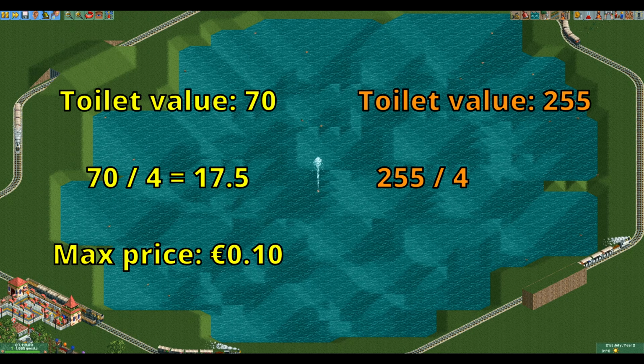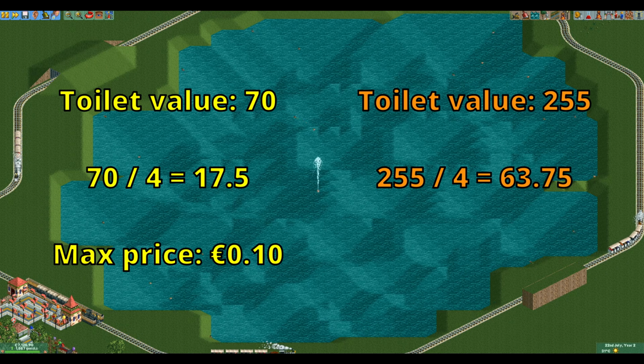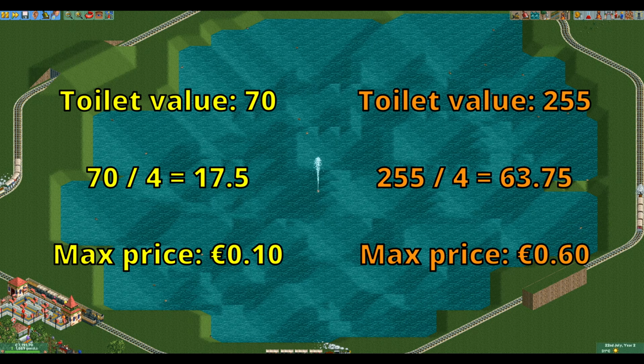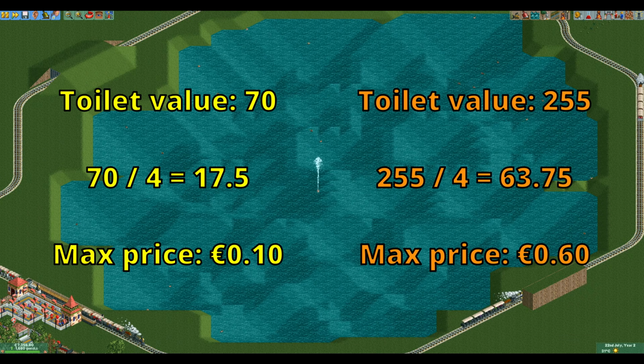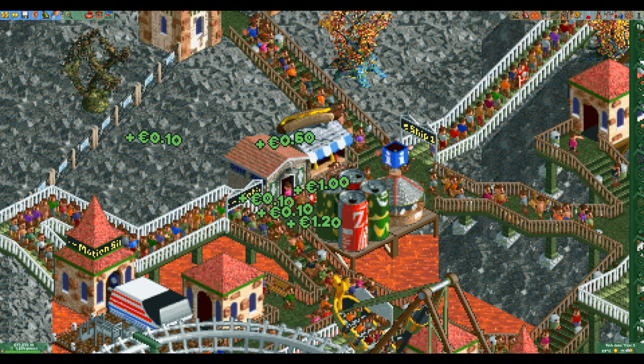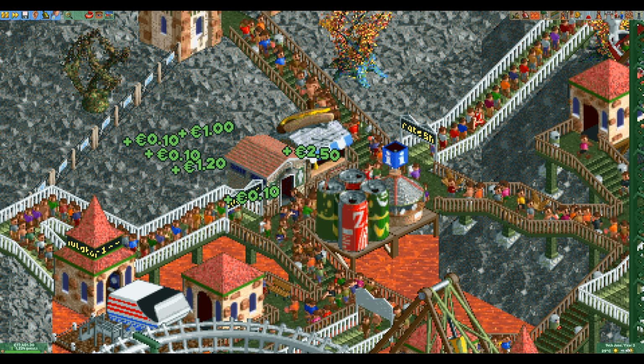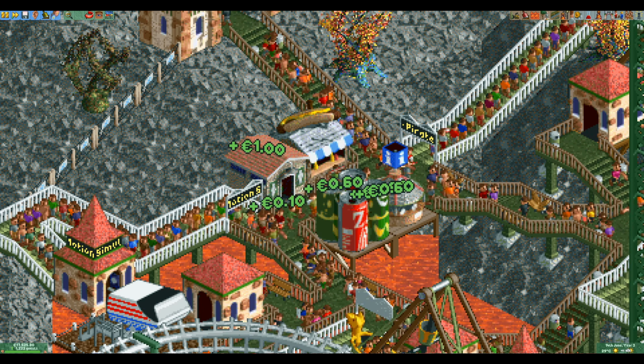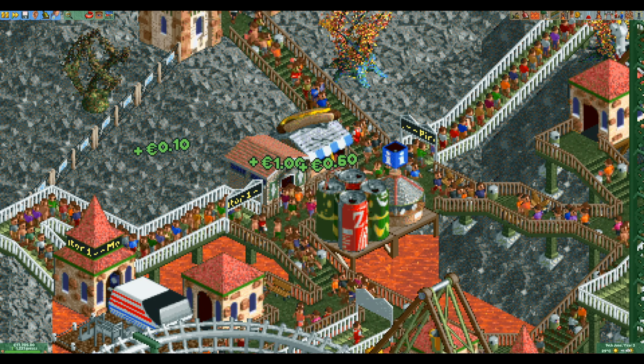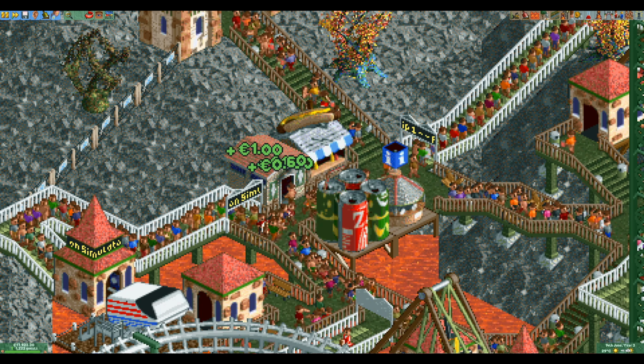The next example is the maximum value. 255 divided by 4 is 63.75, which rounds down to 60 cents. This means that guests are always willing to pay at least 10 cents, while they never want to pay more than 60 cents. To determine the optimal price, let's look at what percentage of guests is willing to pay for each possible price between 10 and 60 cents.